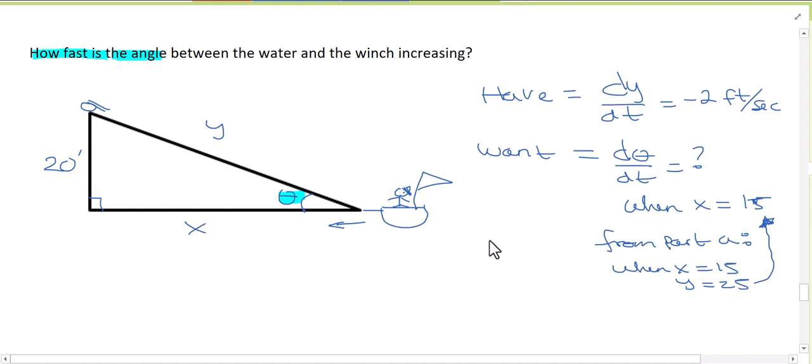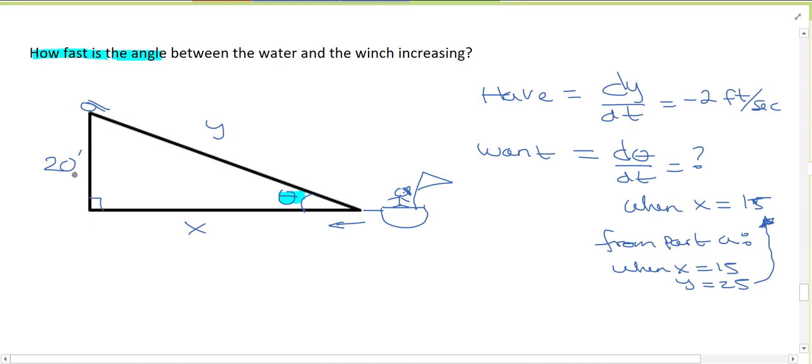So we have our picture with variables, and we have our dy/dt based on our variables. Now we need to come up with a formula that relates the variables, so only y and theta. What relates y and theta in a right triangle?